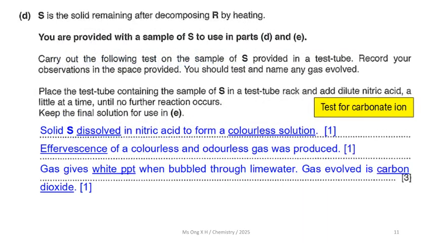Question Part D onwards investigate on solid S, which is the remaining product after decomposing R by heating. You have been reminded to test and name any gas evolved. Part D stated that dilute nitric acid is added to S, a little at a time until no further changes. You should observe that S dissolved in nitric acid to form a colorless solution. Effervescence of colorless and odorless gas was produced. The gas forms white precipitate in lime water.